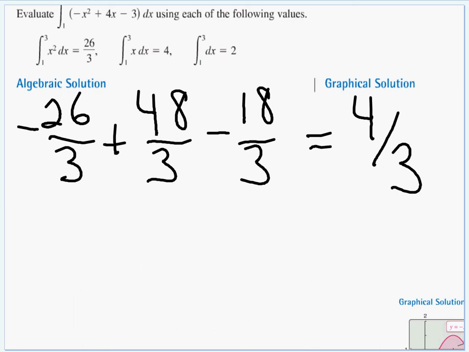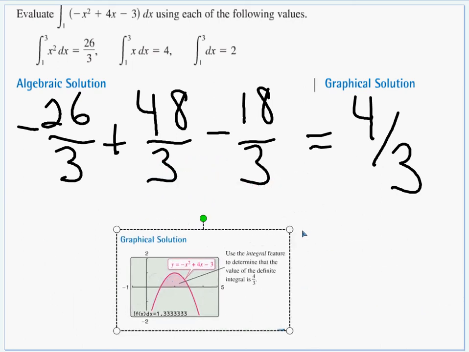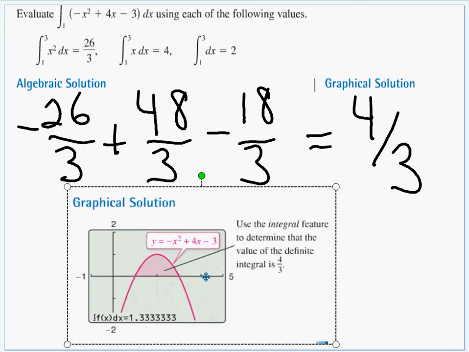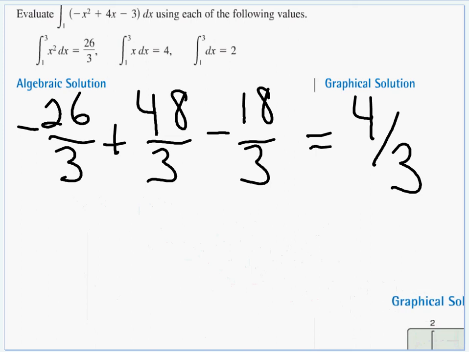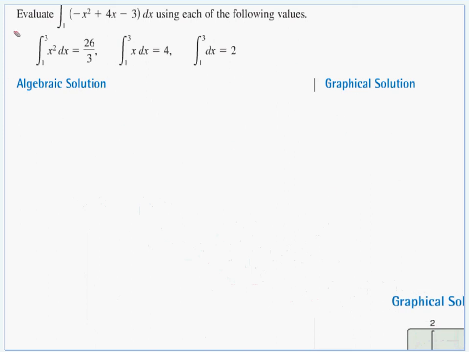It looks like here we've got a graphical solution. There's our original function, and we're going from 1 to 3, so that's where that parabola bumps above the x-axis. So we could determine that definite integral has a value of 4/3 with the calculator, but that's not near as much fun as we just had here. So we'll put the calculators away.